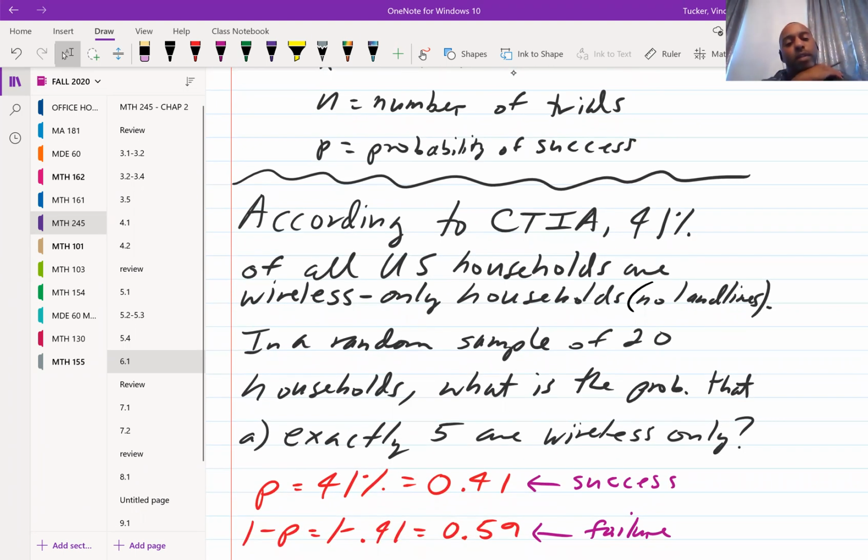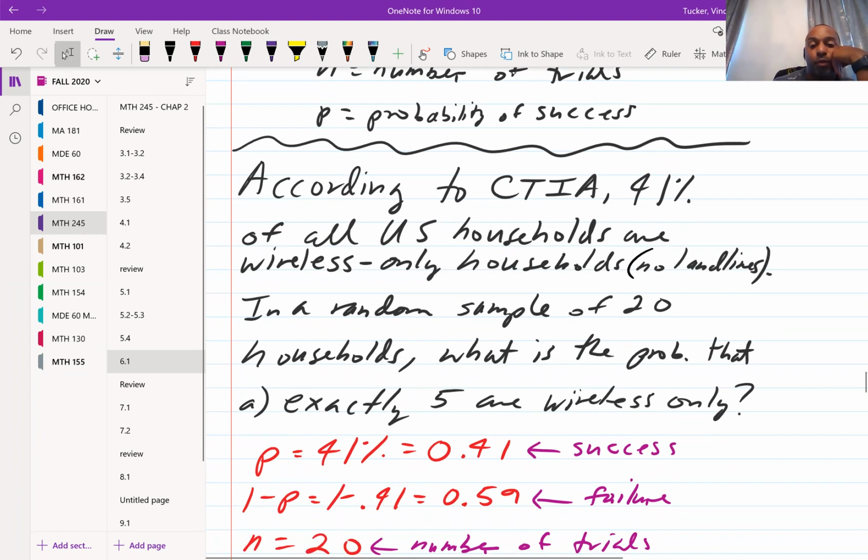So let's look at exactly 5 are wireless only. You're choosing 20 households at random. Out of the 20, 5 of them were wireless only. 5 only had landlines. So the first thing we want to establish are our variables.